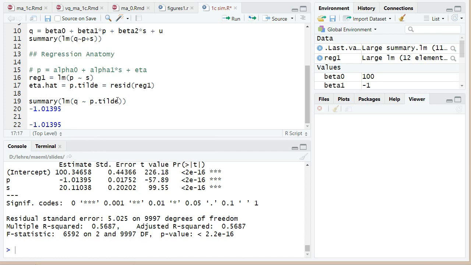But that means if I really formally want to check all conditions, whether our estimator beta 1 is consistent in this multiple regression, we can basically apply all these conditions to the second stage regression of the regression anatomy. That's kind of helpful.